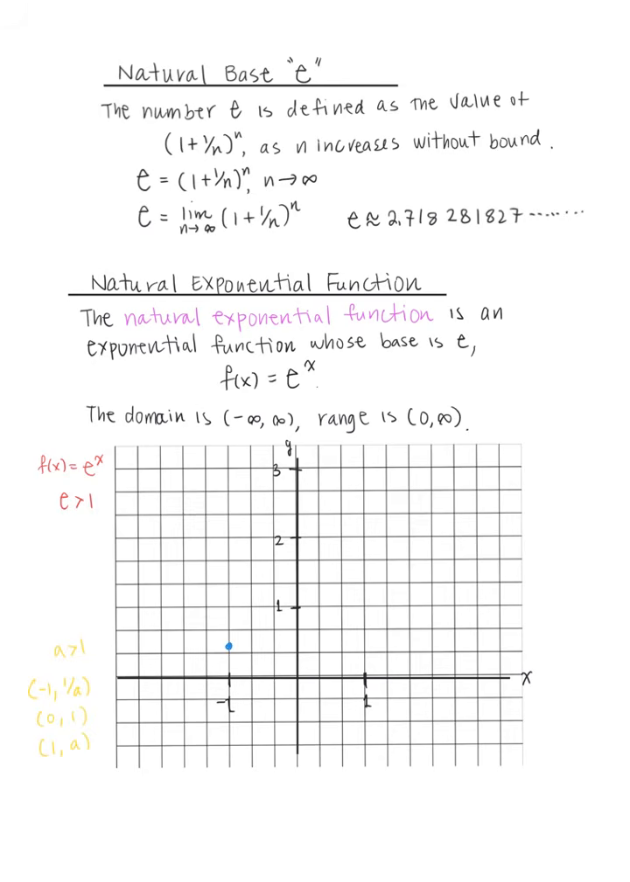0.4 might be right here. So this is the point negative 1, 1 over e. And then when x is 0, y is 1. Now, when x is 1, it's going to be e to the first, which is approximately 2.7. So 2.7 should be maybe right here.